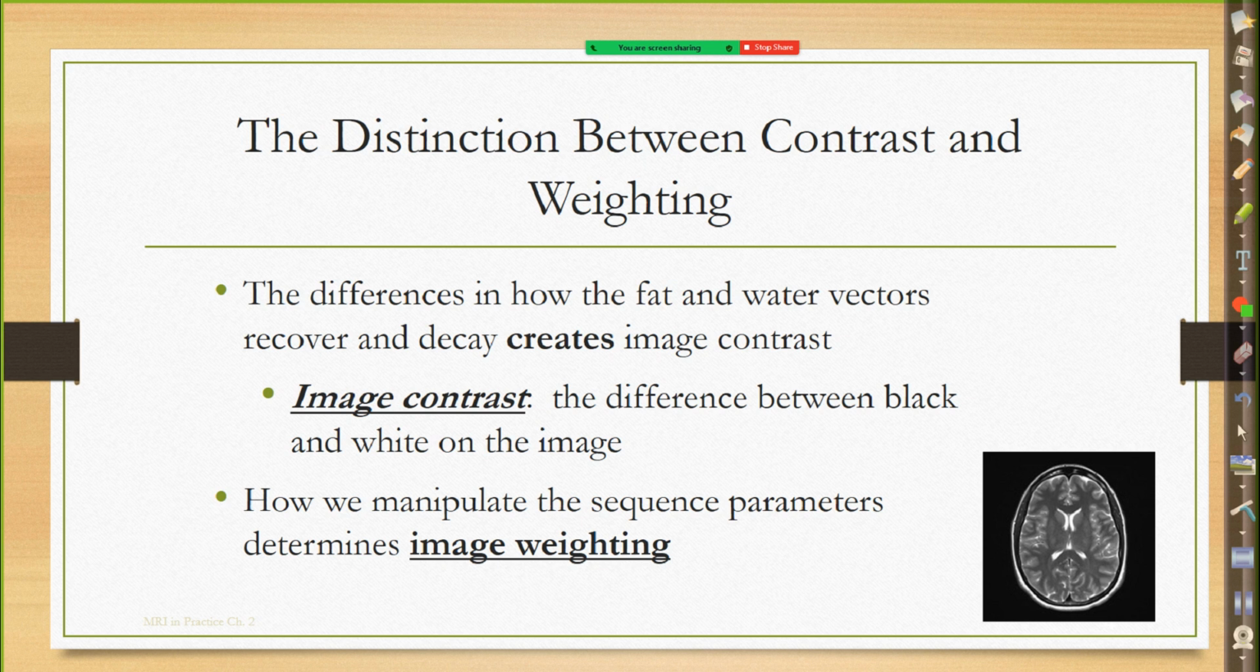It's really just the difference between black and white, or you could even say grays on the image. Shades of grays. But image weighting is how we manipulate the sequence parameters; that determines image weighting.